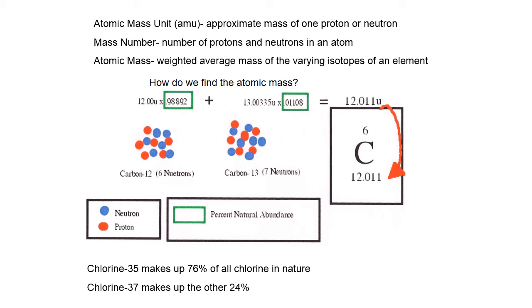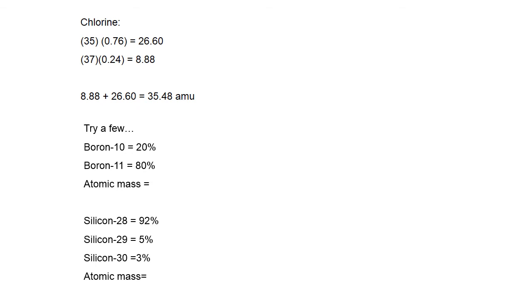We're going to do one practice problem together. Chlorine has two isotopes, chlorine-35 and chlorine-37. Chlorine-35 accounts for 76% of all the chlorine in nature, and chlorine-37 accounts for the other 24%. To find the atomic mass, we will multiply the mass number of the first isotope by its abundance, so 35 times 0.76, and then the mass number of the second isotope by its abundance, so 37 times 0.24.